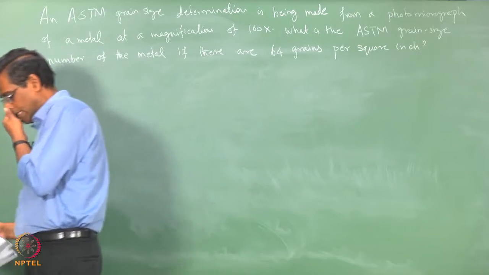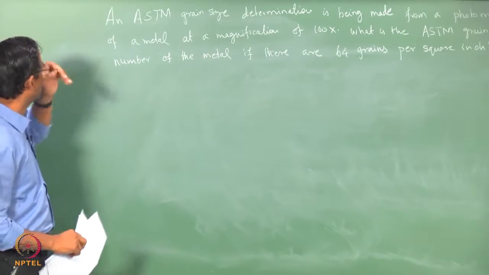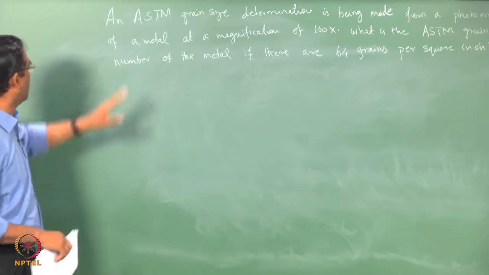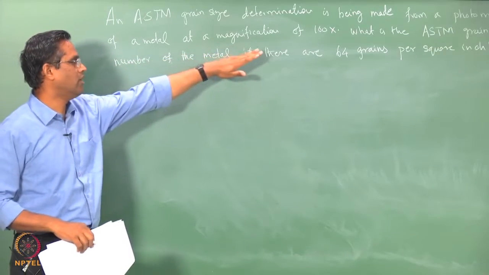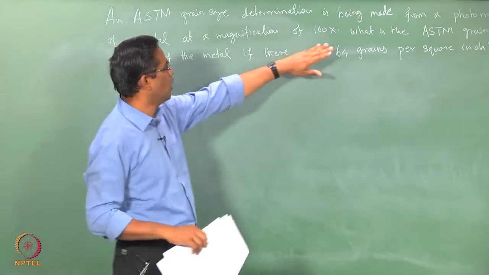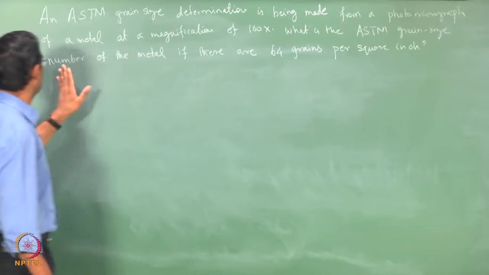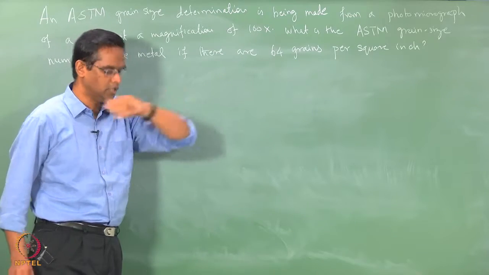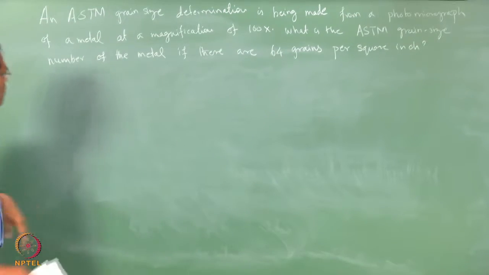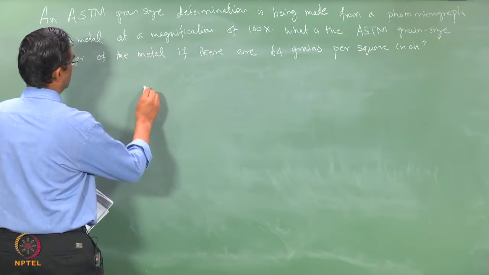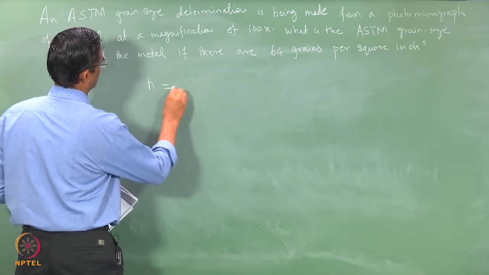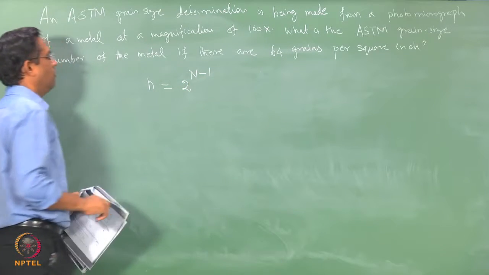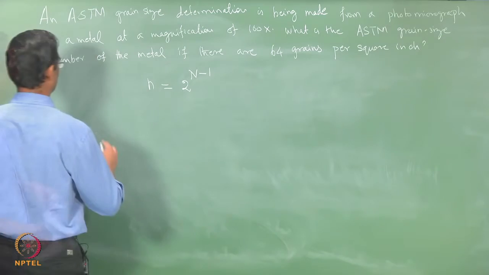So, what does this problem say? An ASTM grain size determination is being made on a photomicrograph of a metal at a magnification of 100x. What is the ASTM grain size number of the metal if there are 64 grains per square inch? So, how to approach this problem? Let us look at the formula we have written for the ASTM grain size.